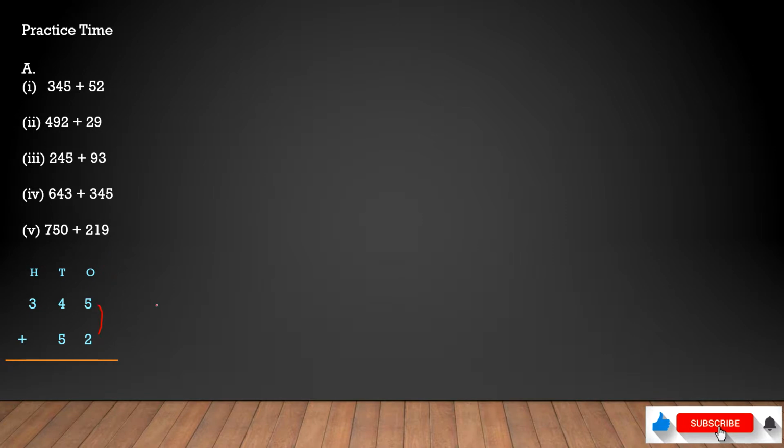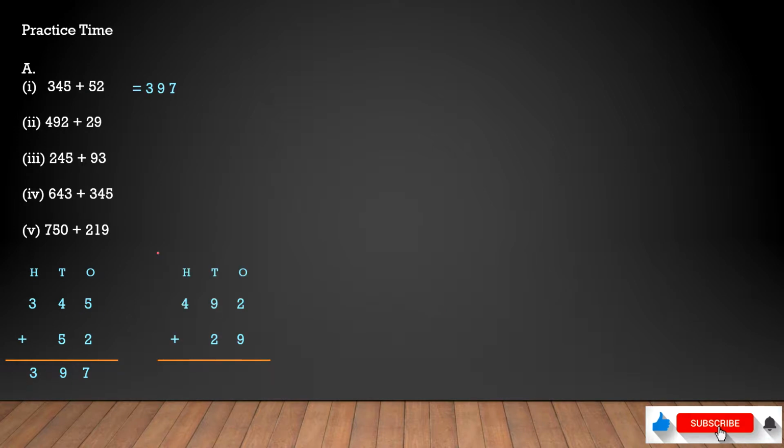And 5 plus 2 if you add, it will give us 7. I'll directly show you the answer. It is straightforward. 5 plus 2 is 7, 4 plus 5 is 9, 3 and nothing is there. Because if you look at the second number, it is 52 and no number is at hundreds place. This is ones place digit, this is tens place digit and only 2 digits are there, right, in this number. So 3 plus 0 will give us 3. So the answer to this question is 397.